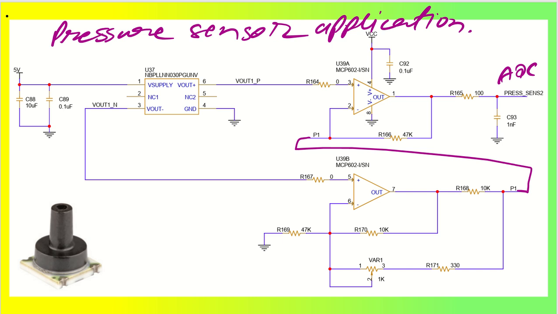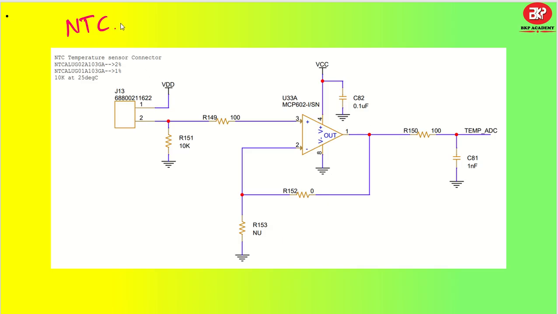Let me give you one more example of NTC, that is, negative temperature coefficient. These are basically used for temperature sensor measurement applications. Temperature sensors will be attached to this particular connector, and based on the temperature of the sensor, the voltage at this particular node will vary, because the resistance at these two pins will be varying, right? And that is again going to an amplifier or filter, a buffer and then filter, and then it is going to go to your ADC pin.